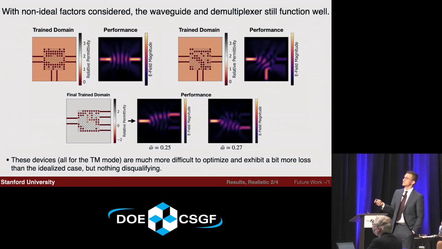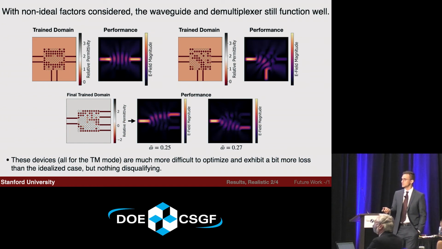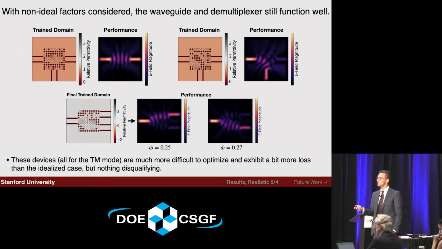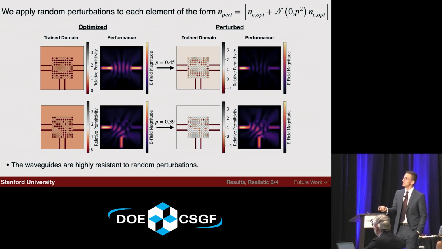With the non-ideal factors considered, the waveguide and demultiplexers still perform well. There's a little bit more loss, and they're also a lot more difficult to optimize. We also just tossed out the TE case because we knew we were already having trouble with the idealized elements, so that wasn't going to be likely to work. So these require a lot more careful design of the initial parameters, the optimization, and also the parameters of the optimization algorithm. But nevertheless, they're still performing quite well, and they're also very robust to random perturbations.